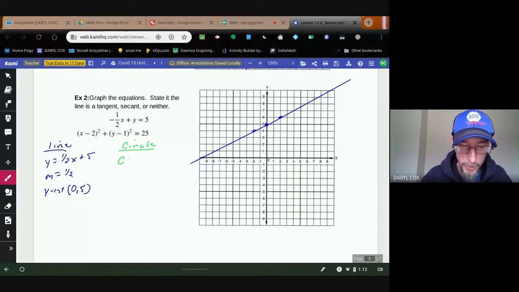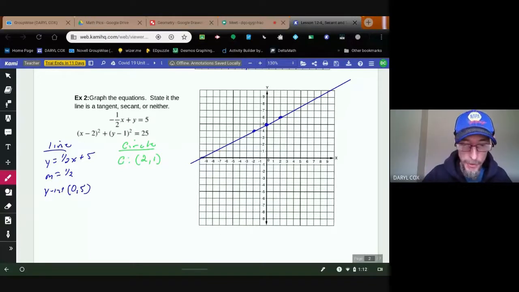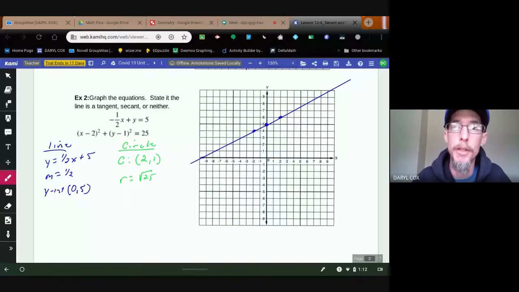center of the circle should be at 2, 1. Make sure you didn't say -2, -1. That's a mistake people make. Make sure you get the x in the x place and the y in the y place. My radius is the square root of 25. Make sure you don't try to graph the radius of 25. That won't fit on the graph. So that means a radius of 5. So I'm going to go over 2, up 1. There's my center. Radius of 5.